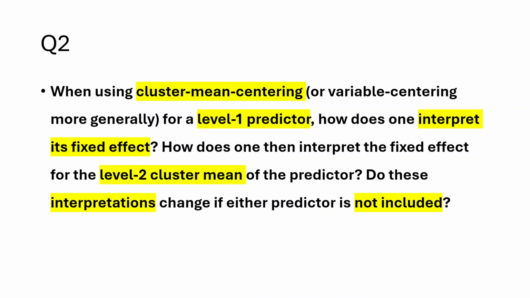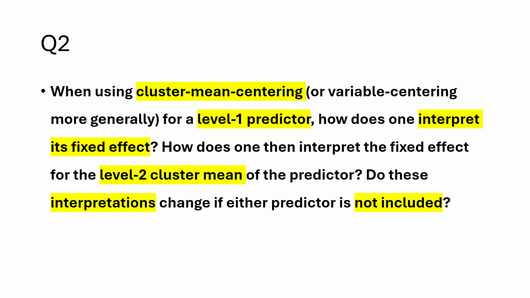So people within clusters, and then how would you interpret the fixed effect of the level 2 cluster mean of the predictor when cluster mean centering? Interpret it as the difference of a cluster being a unit higher or lower than the mean value. Yeah, so it's cluster mean. It's different compared to other clusters.